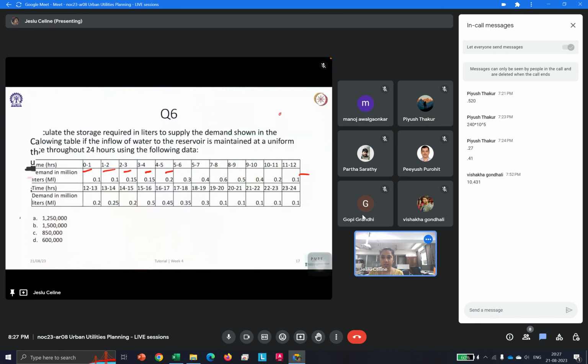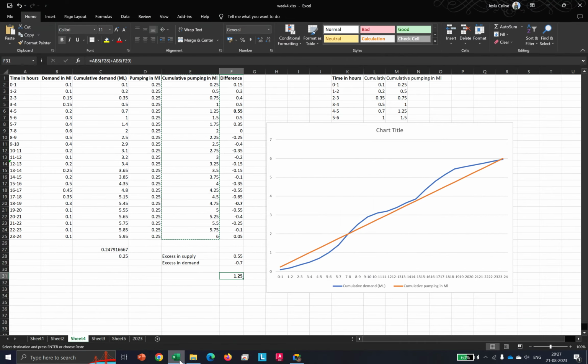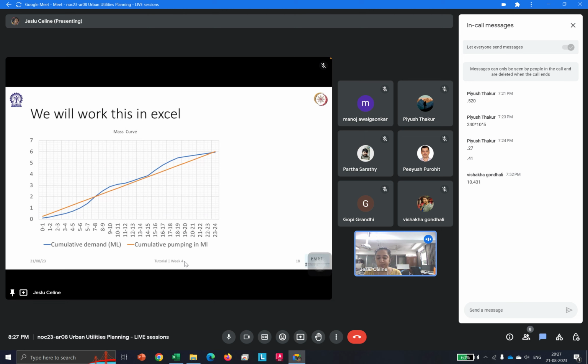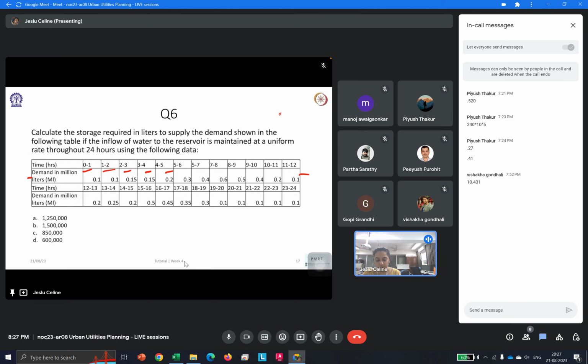One sec. Yeah. So this is the question. The answer that we got was around, sorry, 1.25 million liters from this calculation. This was the Excel sheet which I was showing. I think it's given in liters. So 1.25, so it becomes 1 million liters. This would be the answer if you're converting it into liters.